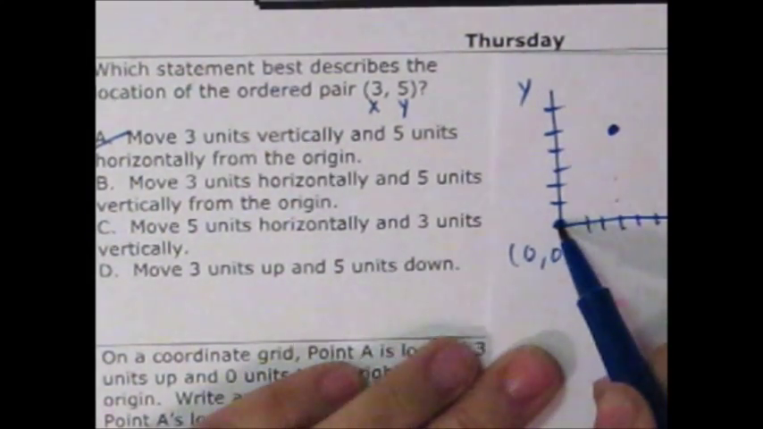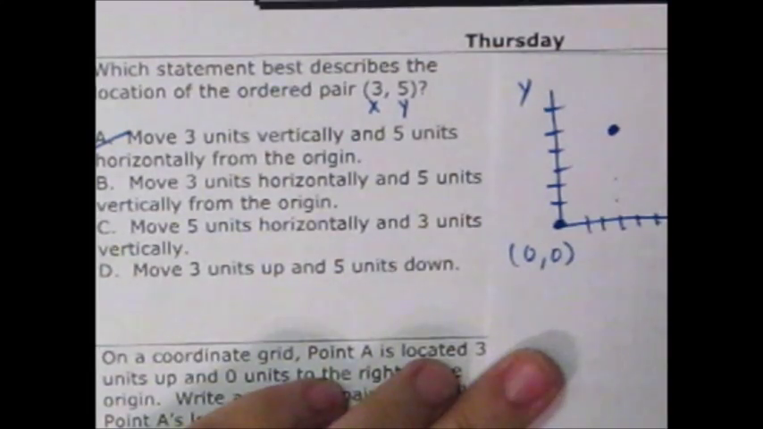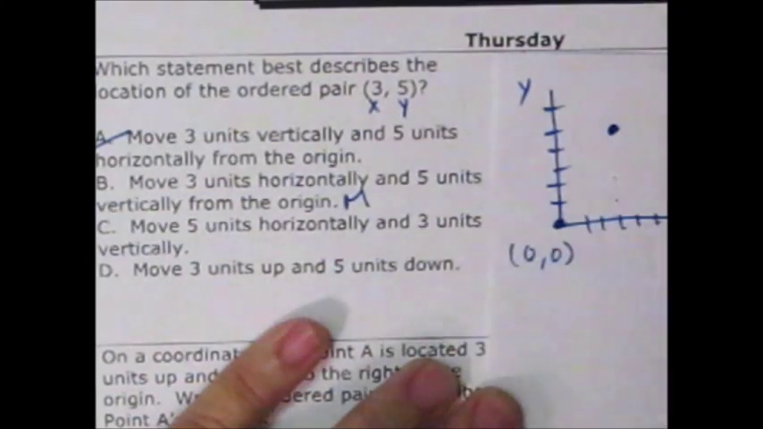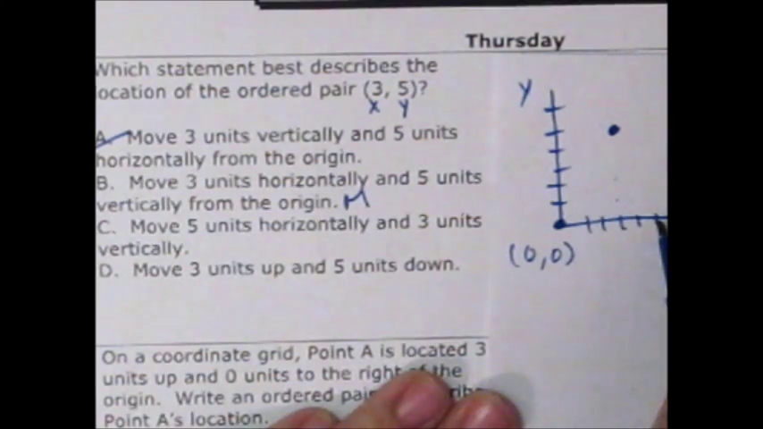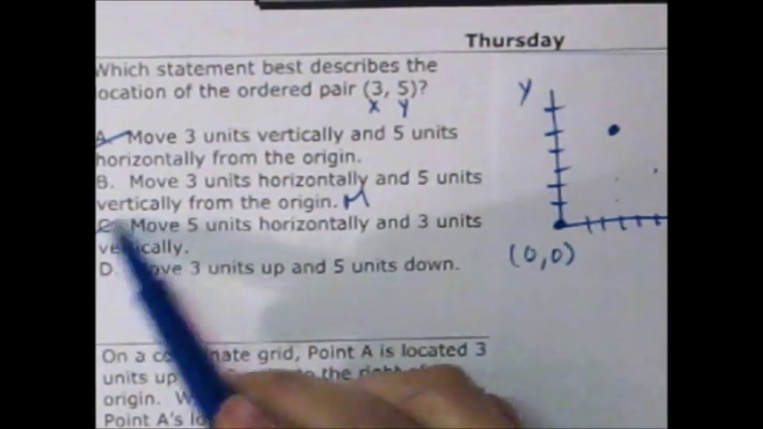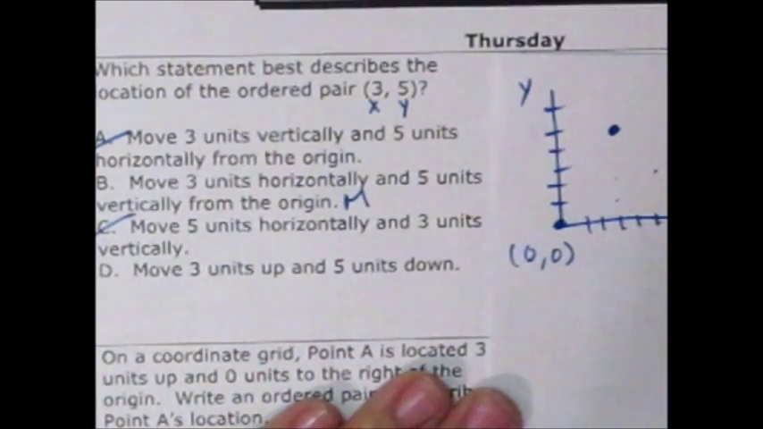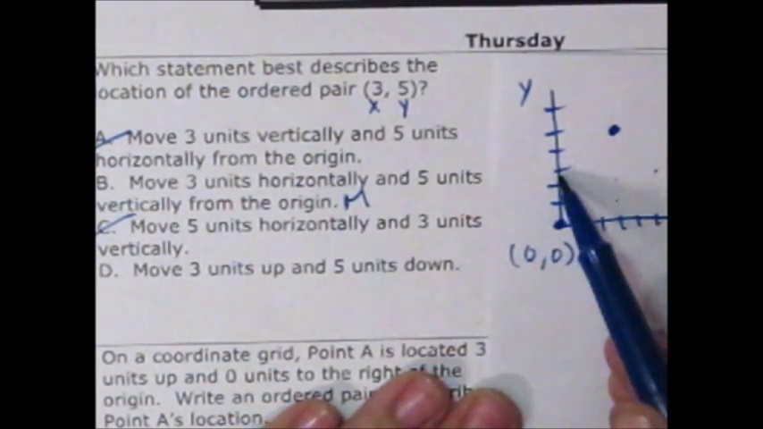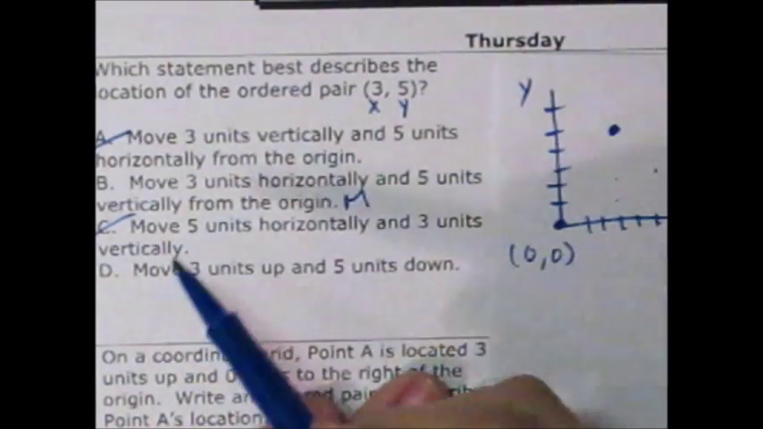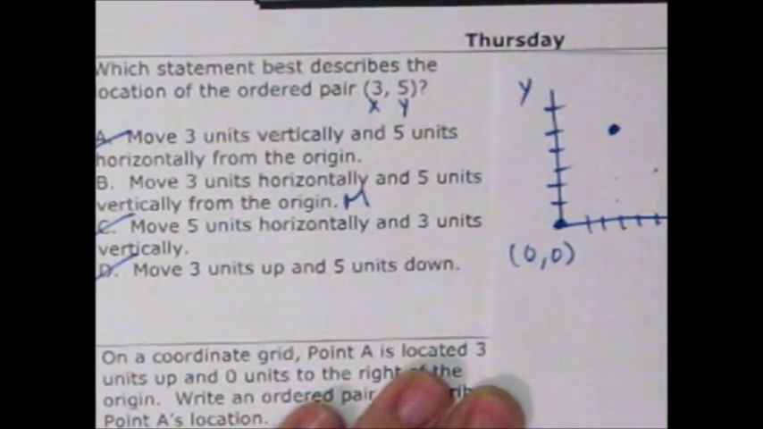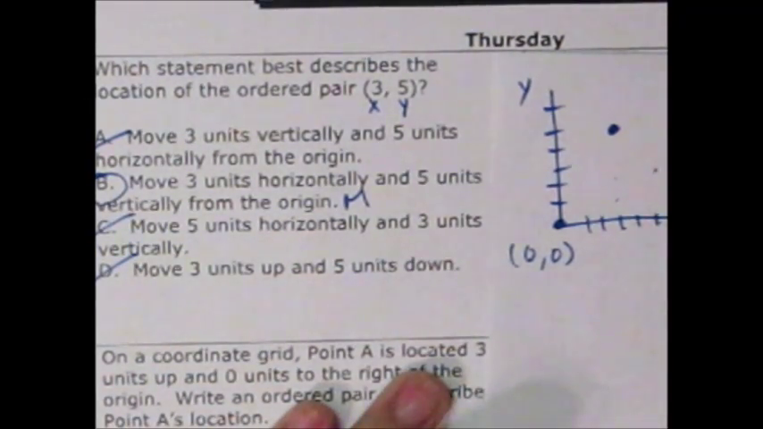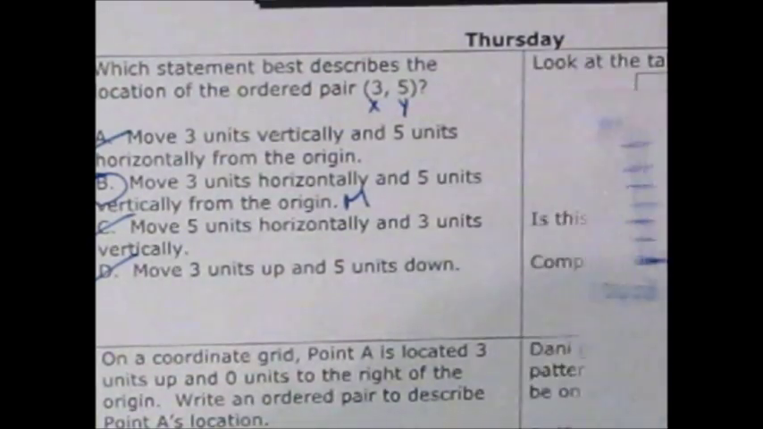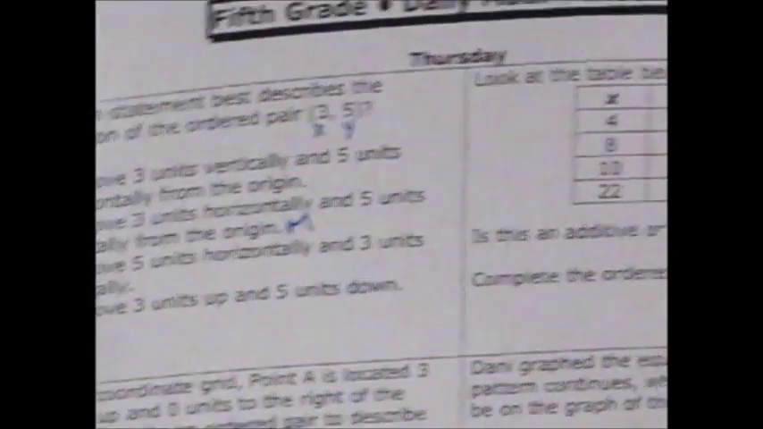Did I move 3 units horizontally? So on the horizontal, 1, 2, 3, and then 5 units vertically? I did. I'll keep that as my maybe. Move 5 units horizontally and then 3 units vertically? No, that doesn't hit that plot that I did. And did I move 3 units up and then 5 units down? Now that's a silly willy answer. I would be off the coordinate grid. So my best answer is B. Okay, you see how doing that quick coordinate grid really helps out. Let's move to the next problem.